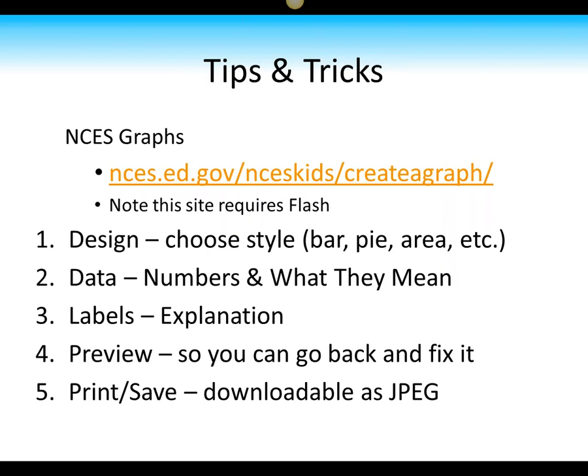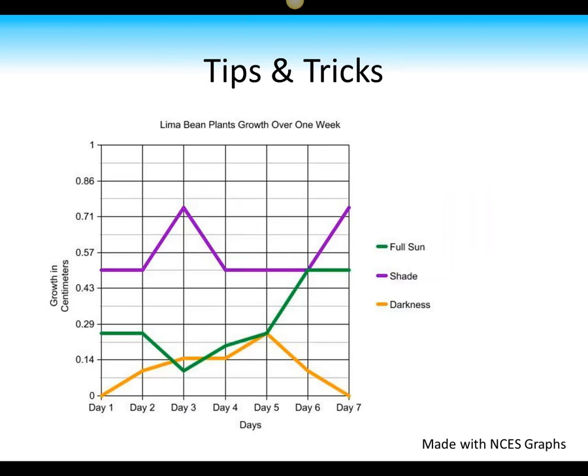And then when you click preview, you can see what it looks like. Is it right? Is it wrong? Is it messed up? You can go back and fix it. And then at the end, you can print or save. Now, you can save it as a downloadable JPEG, which you can then insert into your document to make your PowerPoint or your project board. This is another example, a line graph that was made with the same website. And again, if you look at the handouts, you'll see I have some information about what data is and what the x-axis is to help you play with it if you want to try to recreate it.